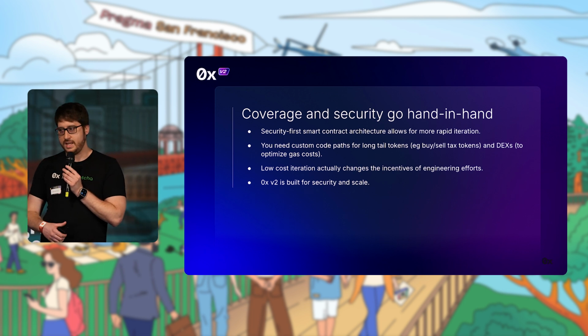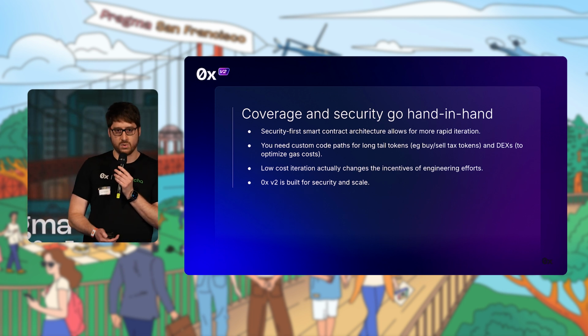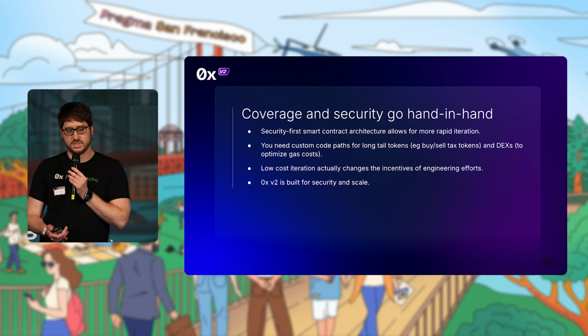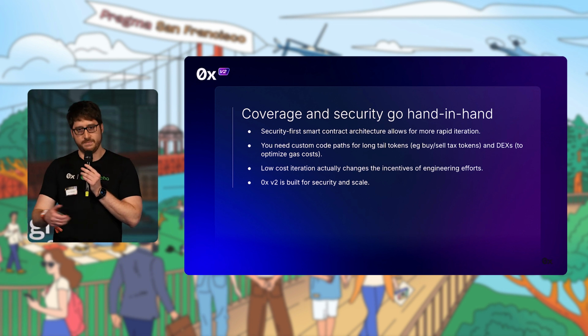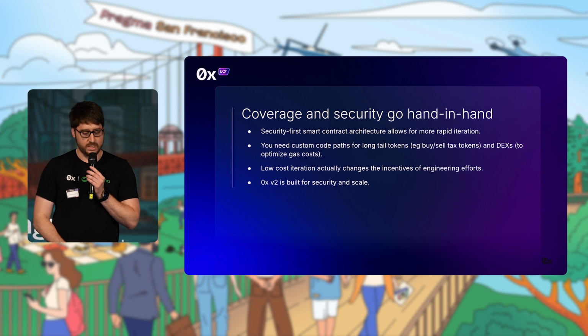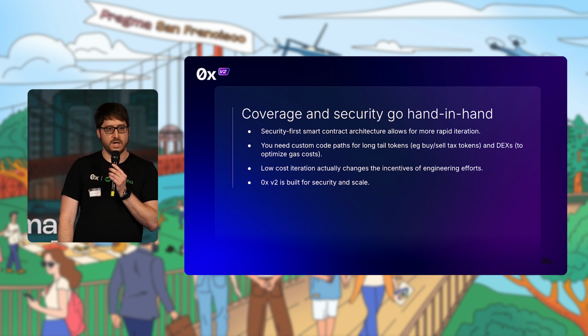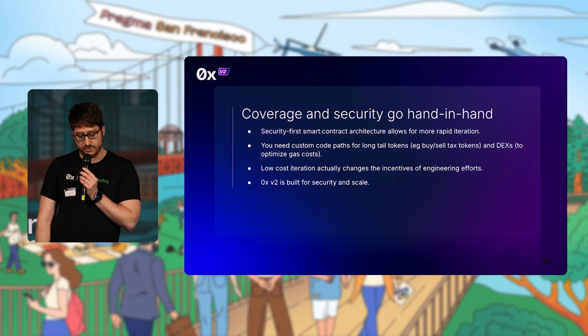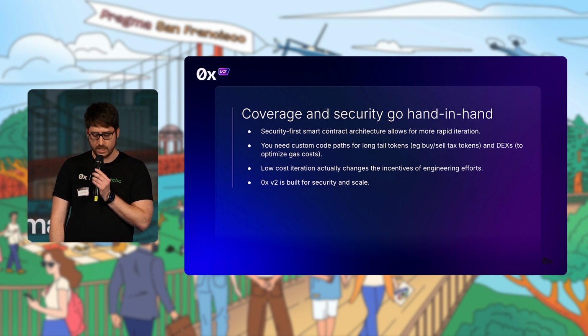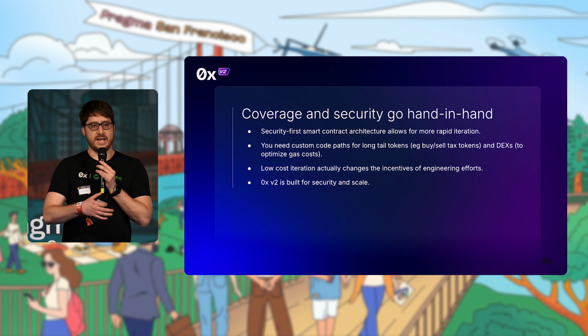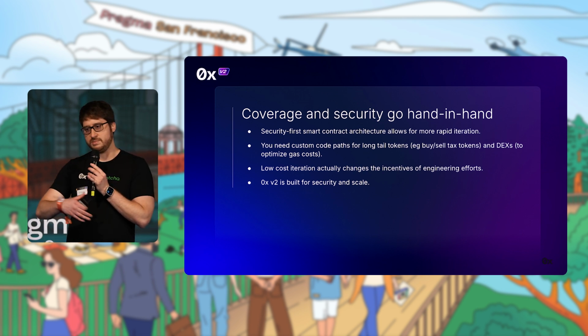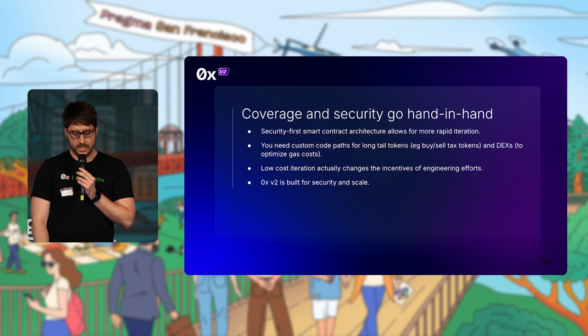So we designed a brand new architecture for our smart contracts where there is virtually no risk to the end user, and we could essentially upgrade as frequently as we want. We are generally upgrading the smart contracts every 2 weeks now. So with these low iteration costs, you can now increase coverage, which ultimately ends up benefiting the customer.